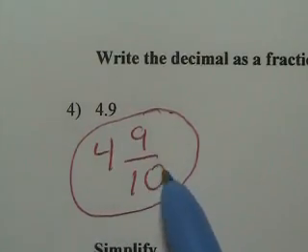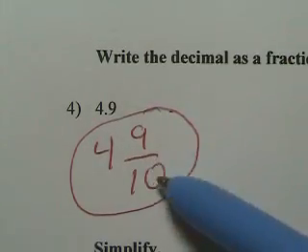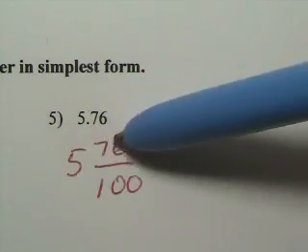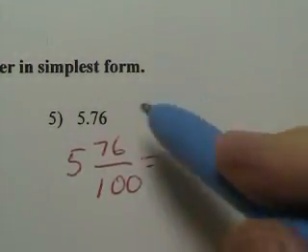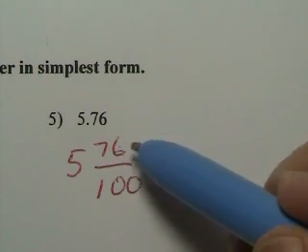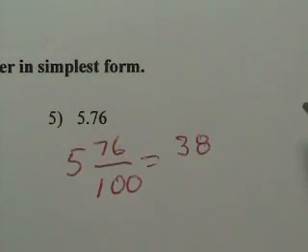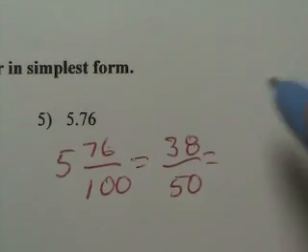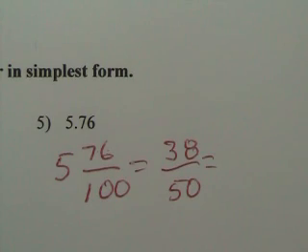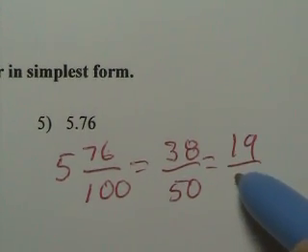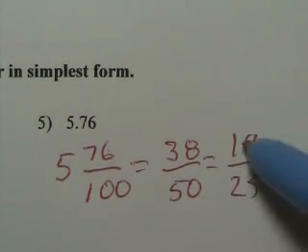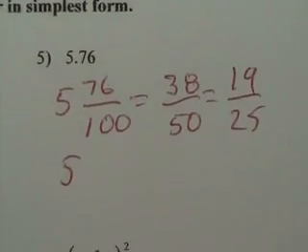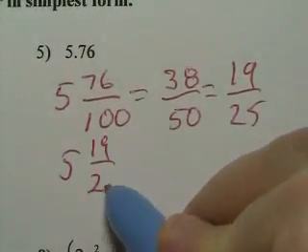Number 4 is 4 and 9/10. 0.9 is 9/10. 5.76 is 5 and 76/100. Now, I'll break this down. Half of 76 is 38. Half of 100 is 50. 2 will also go in there, so I'll take half of that. Half of 38 is 19, and half of 50 is 25. So that's broken down. So our answer really is 5 and 19/25.